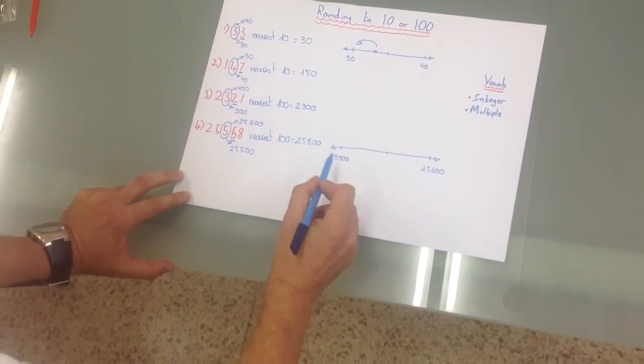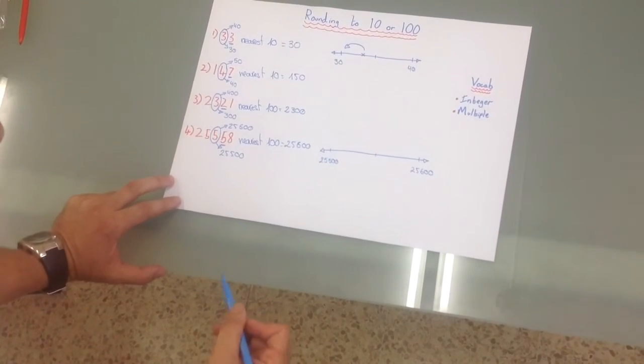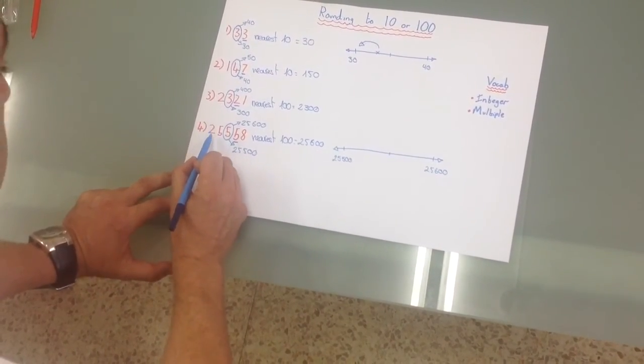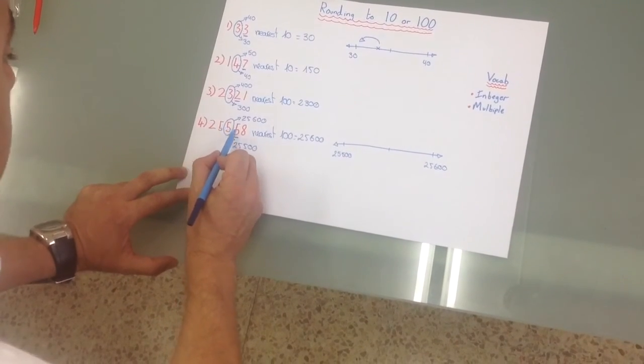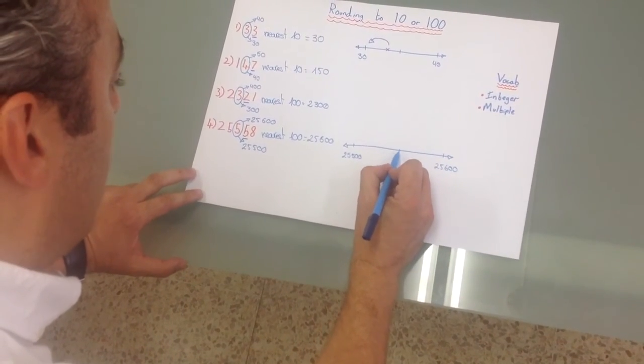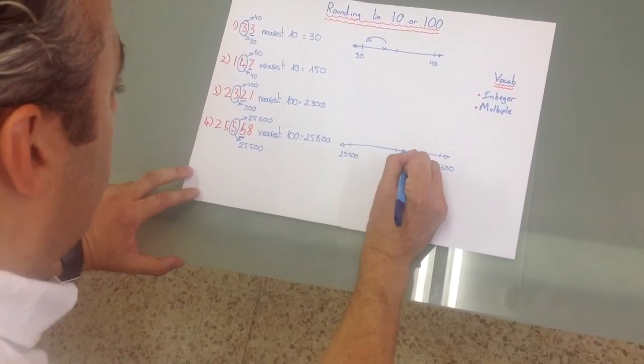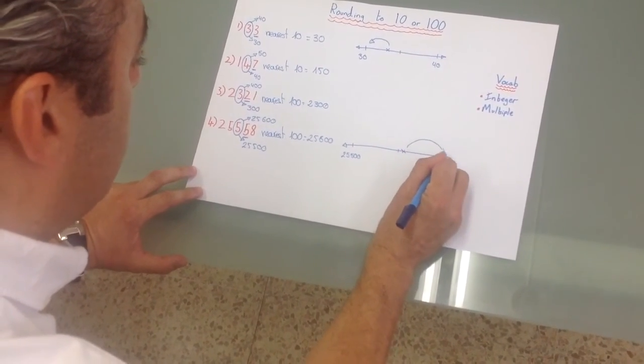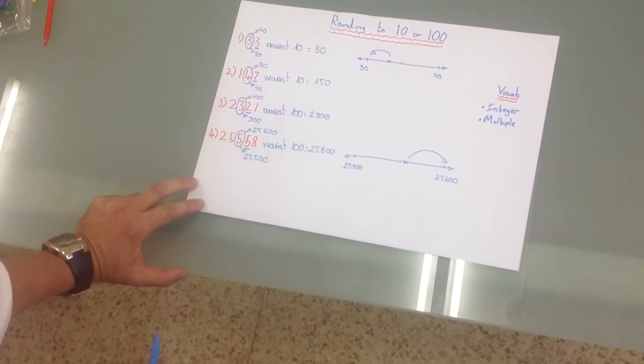We can have a look at the number line, as we did in the first exercise, and we can locate in this number line the number 25,558, which is past halfway through, maybe about here, and we can see that it's definitely closer to the 100 that we put as an answer.